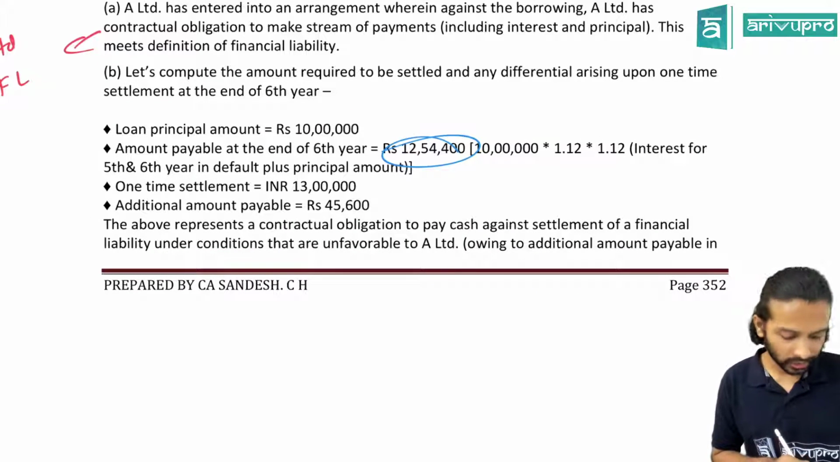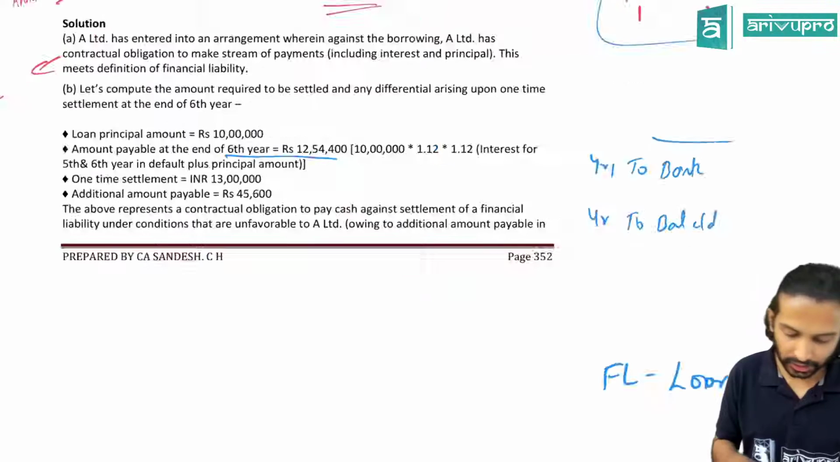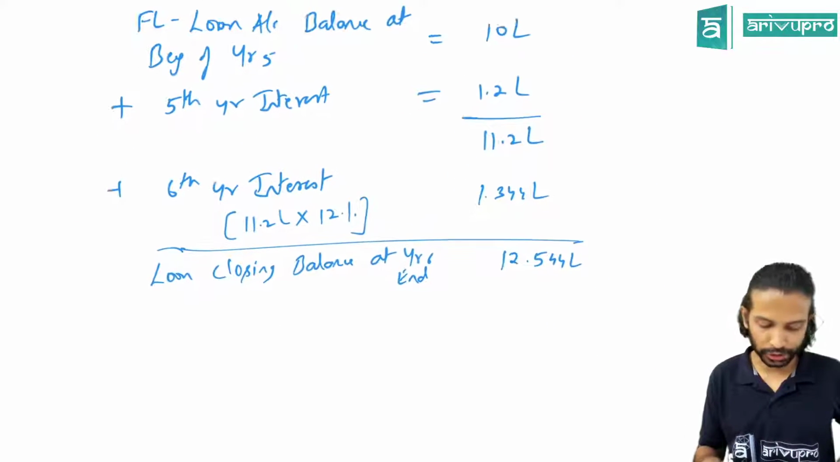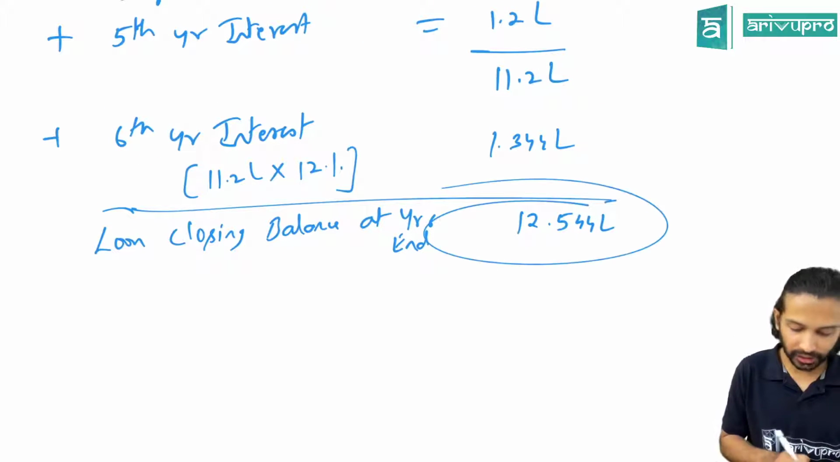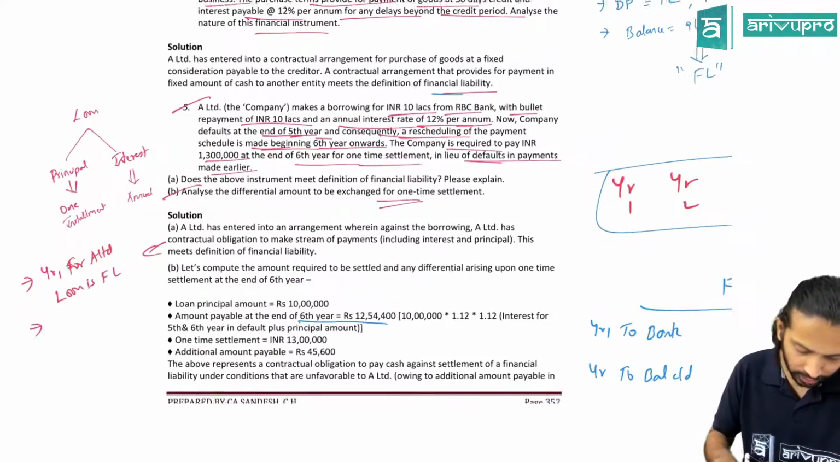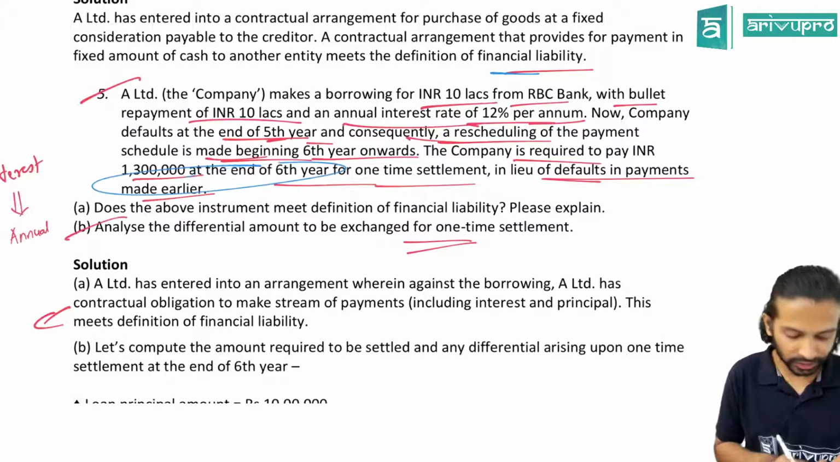Just to show you how they got this number, I showed you. Are you able to see that? Check, I'm projecting. Amount payable at the end of 6th year is 12,54,400. That is nothing but we have written as rounded off as 12.544. Any confusion? So at the end of 6th year, what is bank telling? Are they asking you to pay 12.54 lakh or what did they say? Since you defaulted, you're supposed to now pay how much? 13 lakh at the end of 6th year. Yes or no?